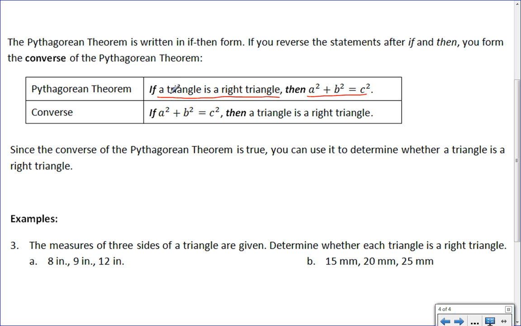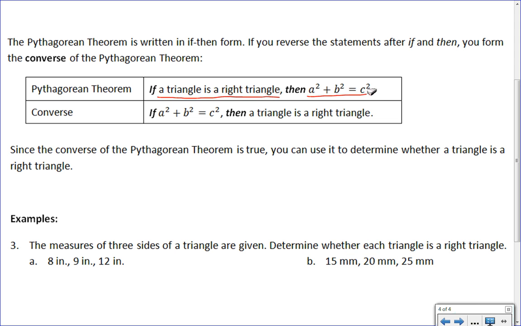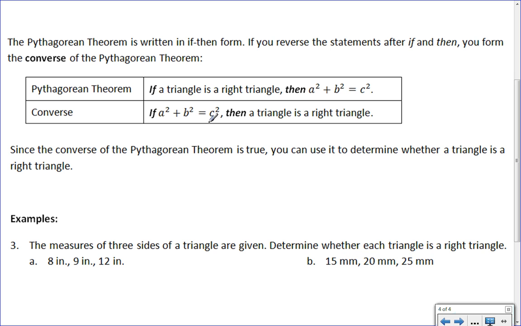So instead of if a triangle is a right triangle, we have if a squared plus b squared equals c squared, then a triangle is a right triangle. So this is saying something a little bit different. It's saying that if you know that the sides have this relationship, then you know that that triangle is a right triangle. So it's basically going backwards with the Pythagorean theorem. It's not assuming that you have a right triangle and then using that to find something out about the sides. It's now using what you know about the sides to determine if something is a right triangle.